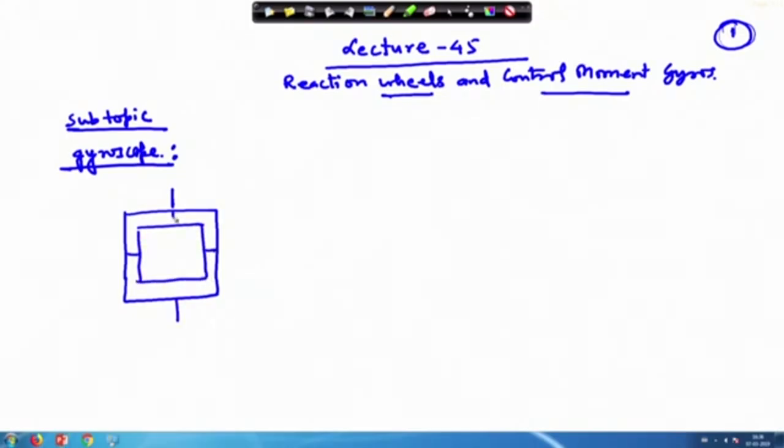Then we have another frame, then there is a wheel attached to this. And this is also a gimbal. So, these are the gimbal points. We were discussing that we wanted to look into the behavior of the system, which is nothing but a top, a playing top.